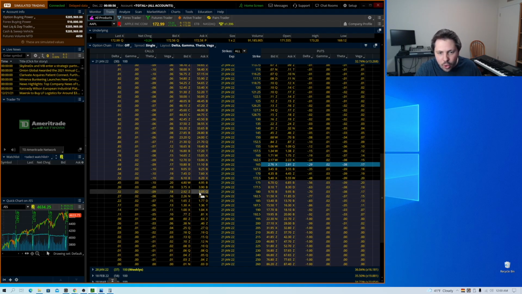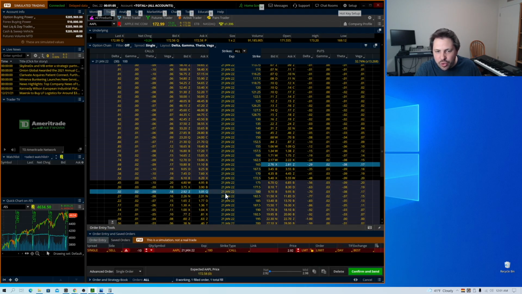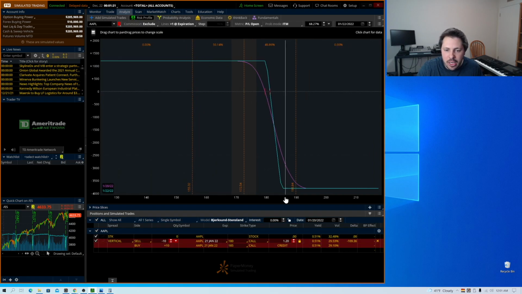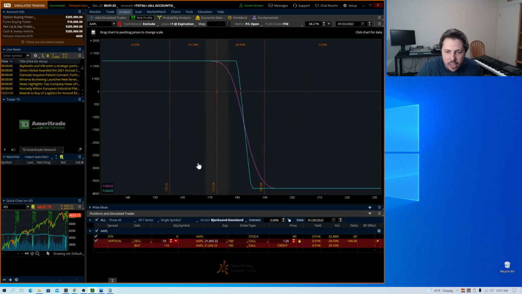But remember, we would be selling the option closer to the money, right? So we'll sell this 180 strike call. And then what we'll do is we'll buy this 185 strike call above it. And again, this is going to give us a credit, right? If we put this bid-ask spread in the middle, this would give us a credit of $1.20.